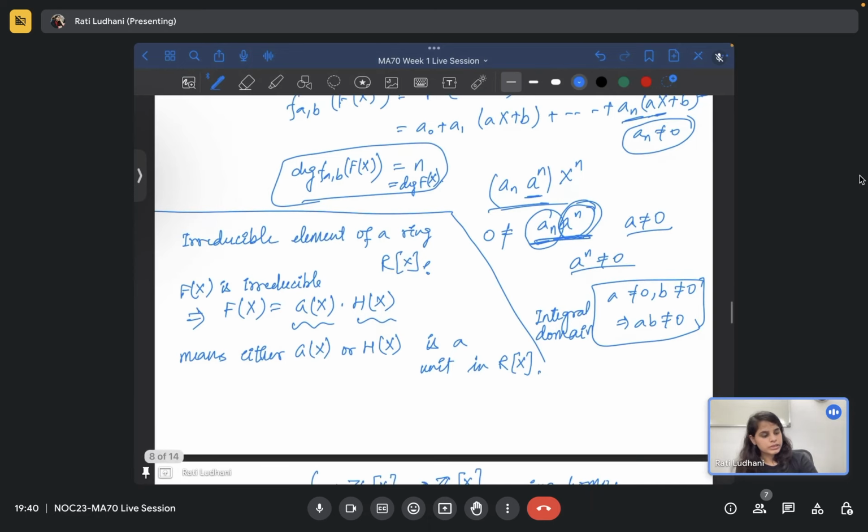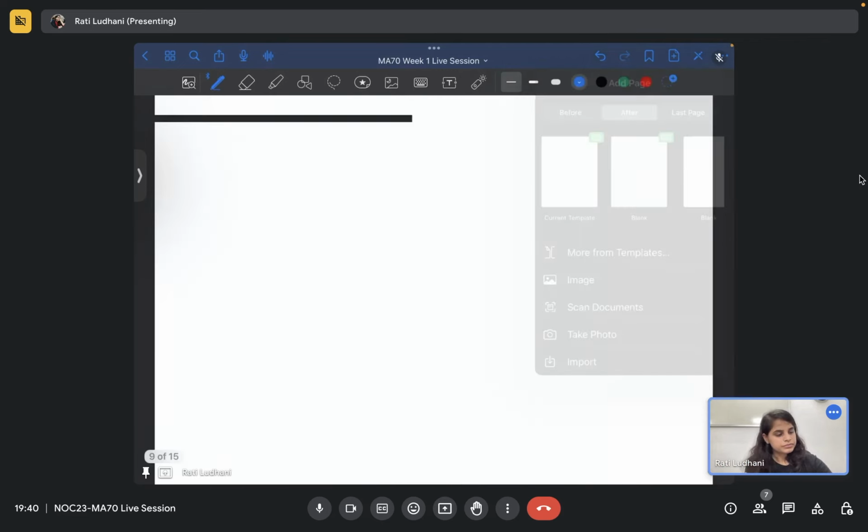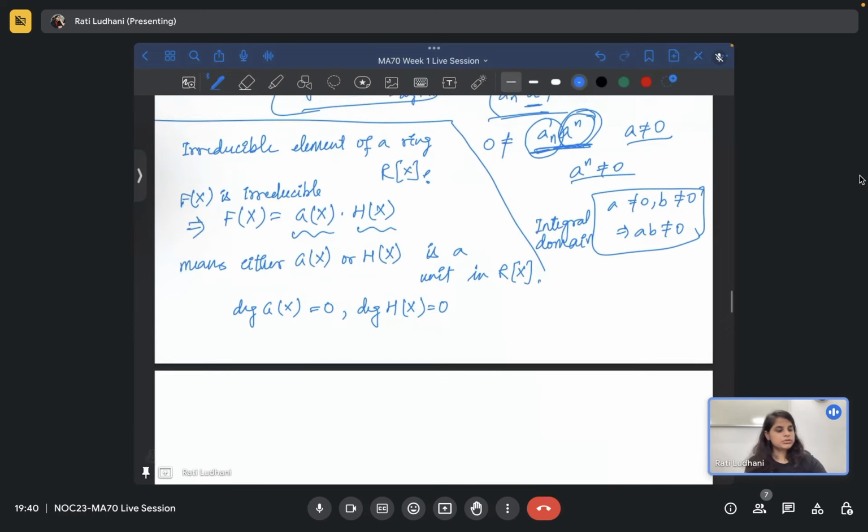So what you can really say is that degree of g(x) is equal to 0 and degree of h(x) is equal to 0. Okay, 0 is not a unit, and degree of 0 is defined as minus infinity. So you have this scenario, because you know that units in R[x] are really units of R.